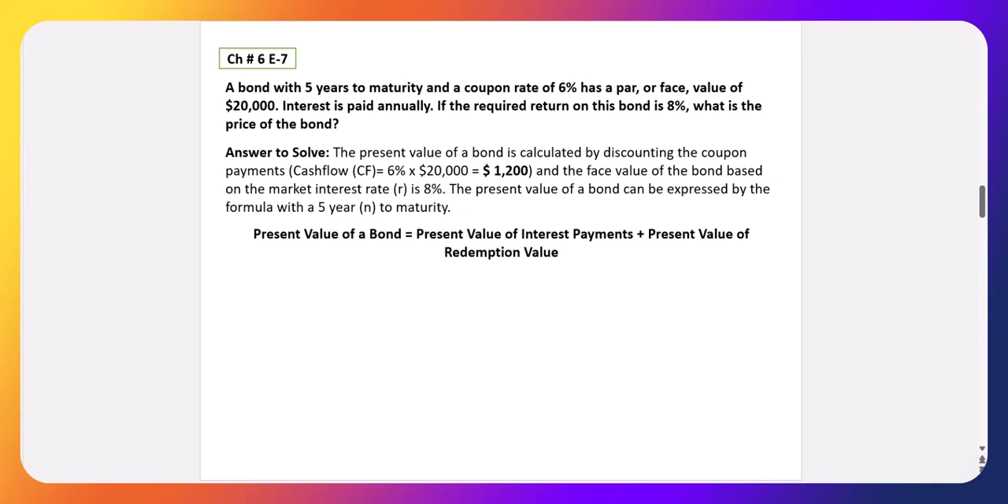In this case, the present value of the bond can be expressed by the formula below with 5 years to maturity. So the 5 years is when the bond matures. And we can see below the present value of the bond is broken into 2 parts: the present value of the stream of interest payments plus the present value of the redemption value. The redemption value is just the face value that is paid off at the end of 5 years by whoever has issued the bonds.